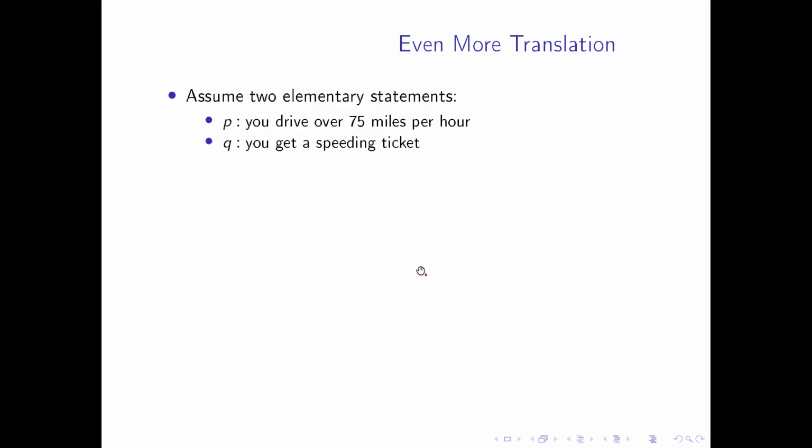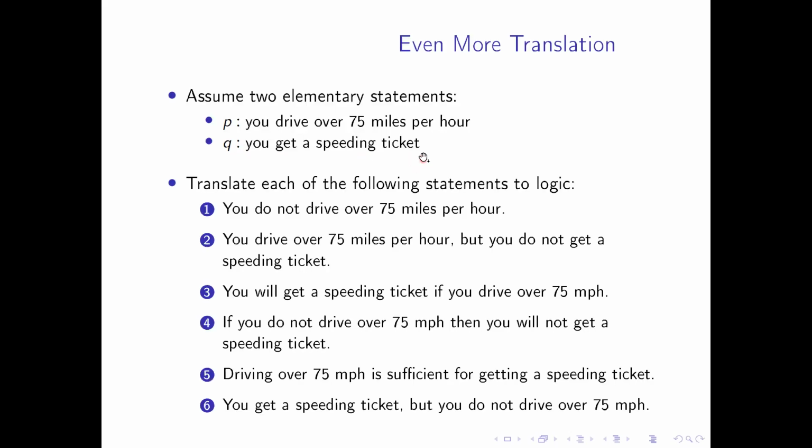Let's try another one. Do a speeding ticket one. I like this one. I'm actually telling you that P is you drive over 75 miles an hour, and Q is you get a speeding ticket. So I've already given you the statements. Okay, I want you to translate these 6 statements. Pause the video. Can you write them as logic? All right, so hopefully you did.